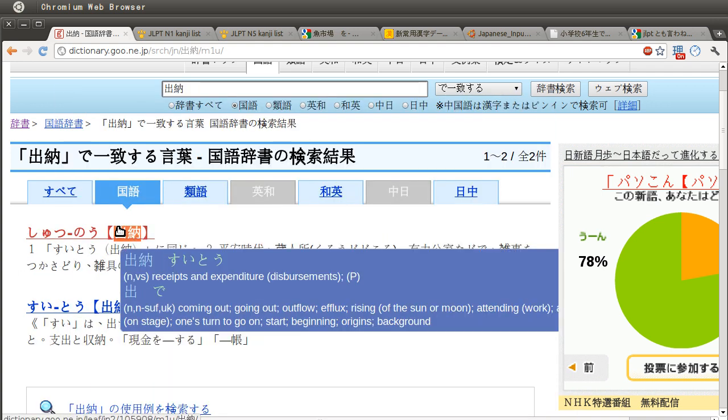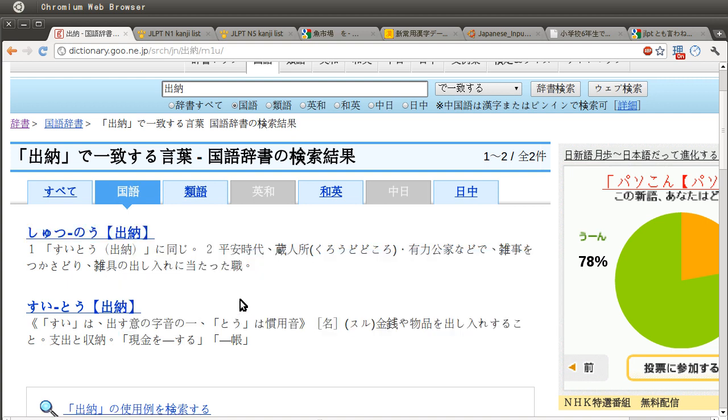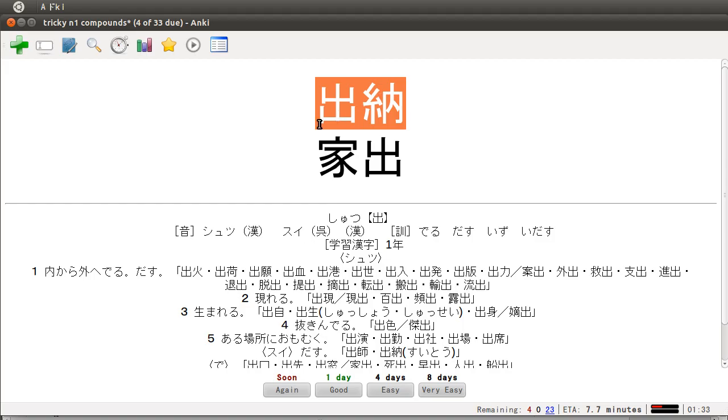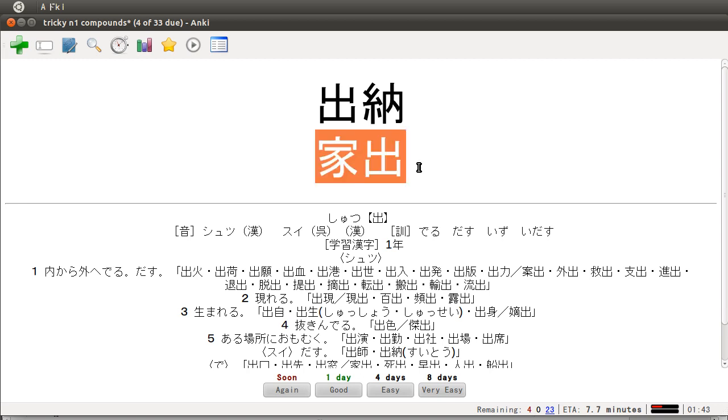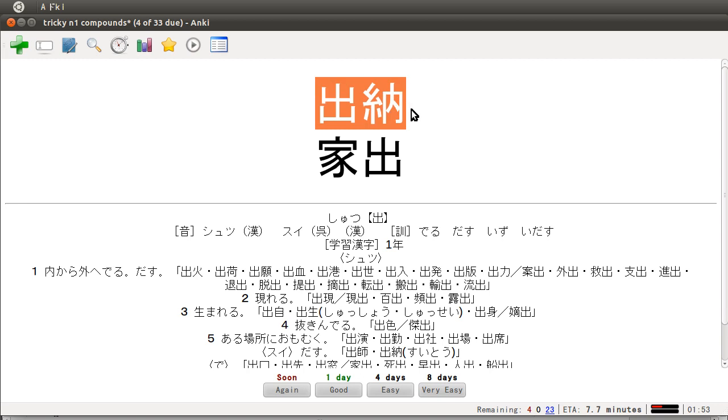So this one, suito, means receipts and expenditures, according to Rikai-kun. Yeah, and it makes sense because this is deru and this is often read no for tax, paying your taxes and stuff like that. And iede, well, I guess that's not so hard, just to leave the house or to run away. But this one's hard, suito. I'll probably have to stare at that a few times. This is the first time I'm going over it, so I'm going to click good for now.